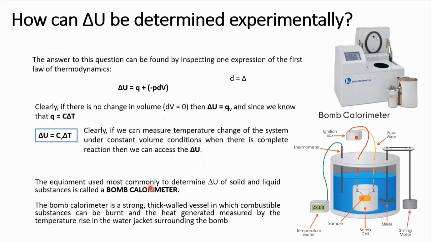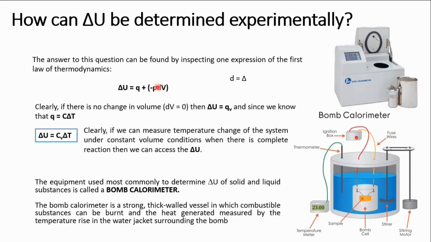Now, how do we determine internal energy change experimentally? This is important. Internal energy change, delta U, we know is equal to Q plus W. However, W can be represented by minus P delta V, or PdV. However, what if the volume could not change? Remember, delta V means change, and dV means change. What if you could conduct the reaction in a vessel where the volume could not change? That is, delta V or dV is equal to zero.